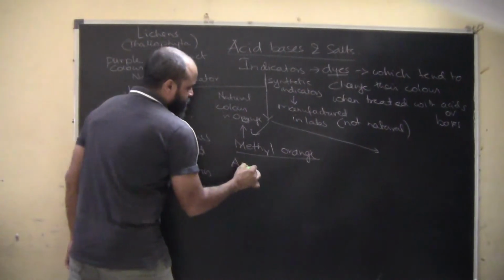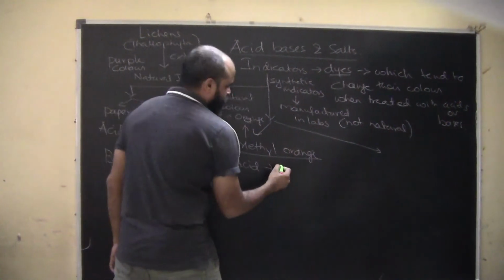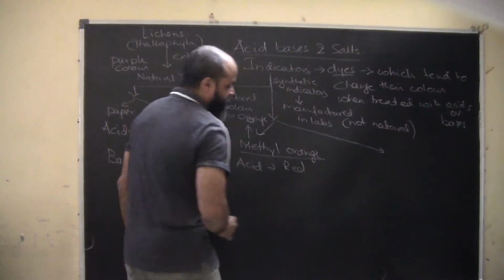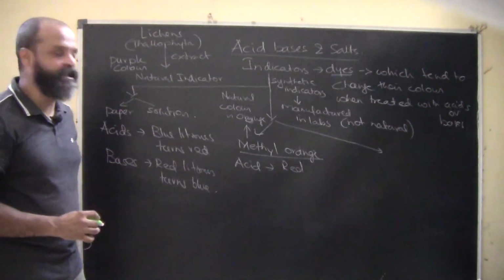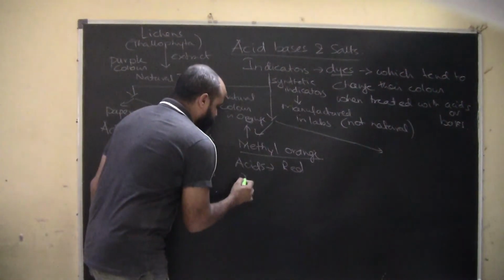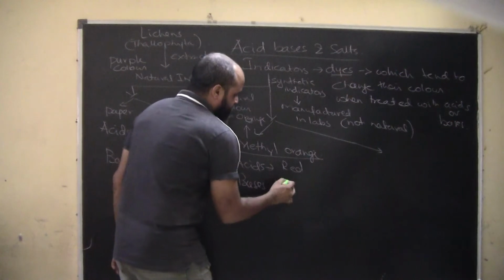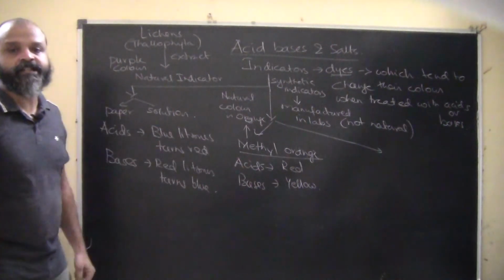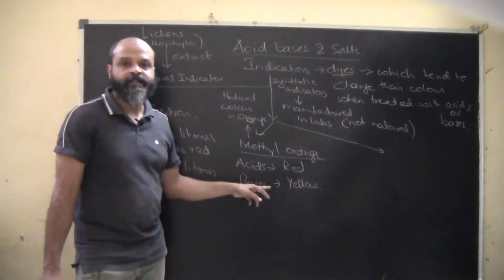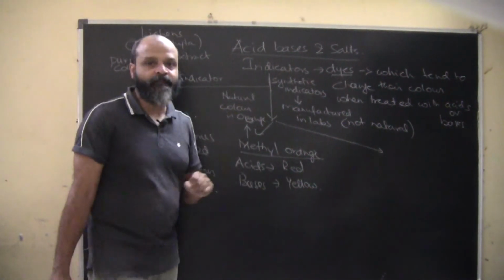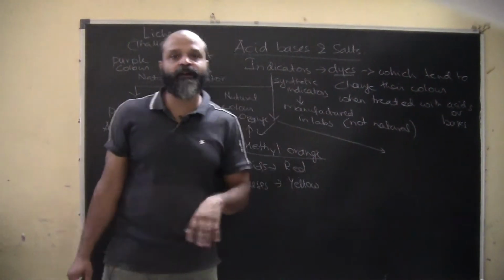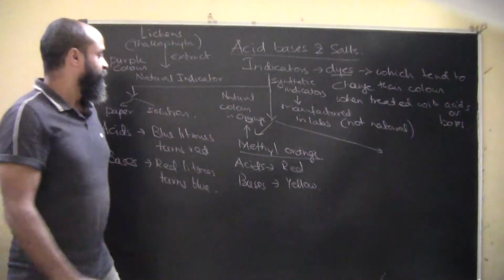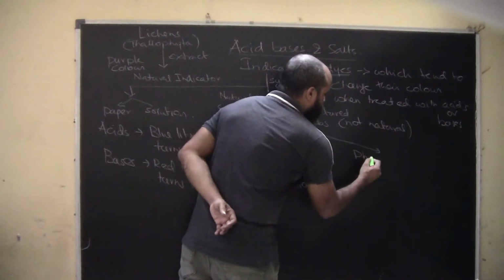In acids, this orange color will change into red, and in bases, this color will change into yellow. So methyl orange in acids is going to give a red color, and in bases it's going to give a yellow color. Okay, the next indicator that we have is phenol.